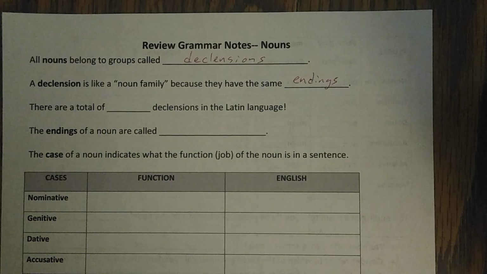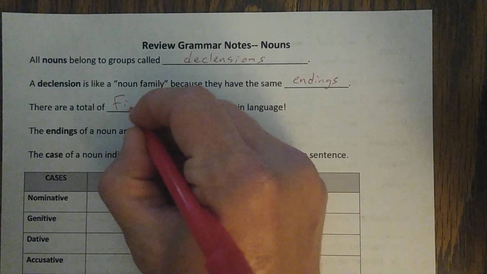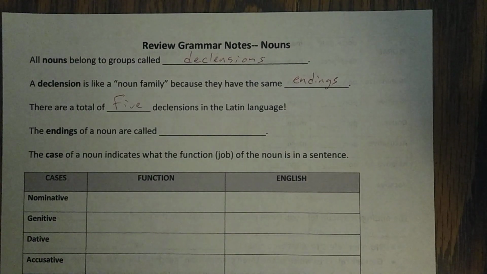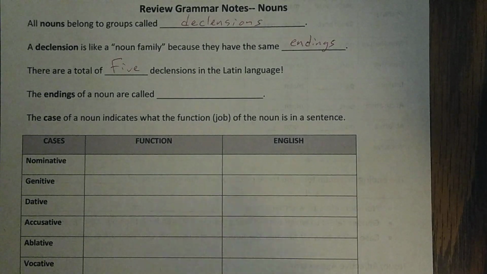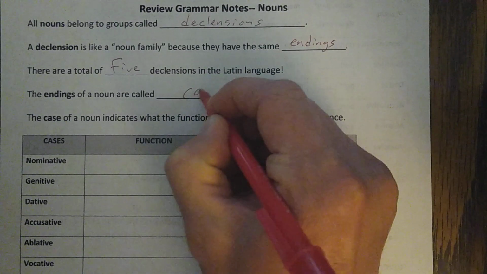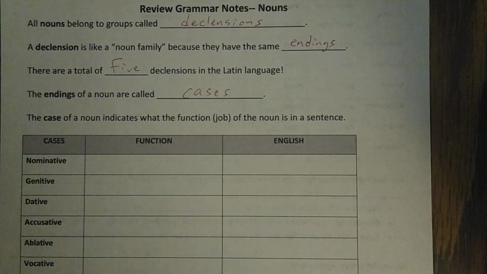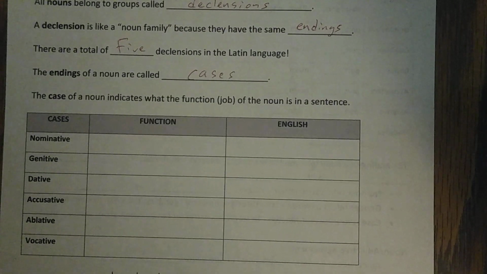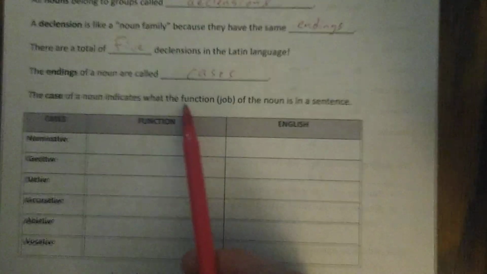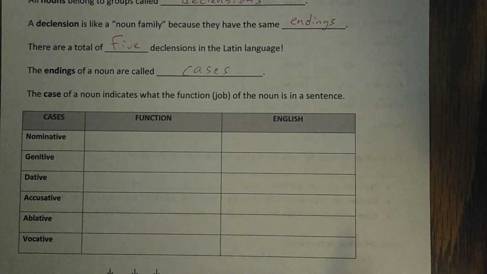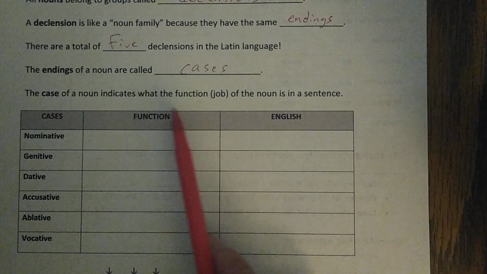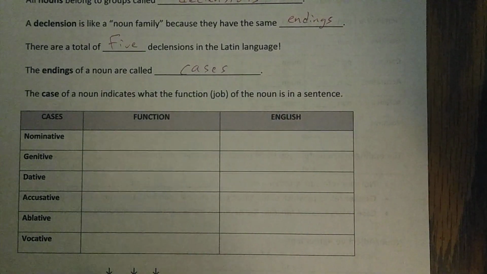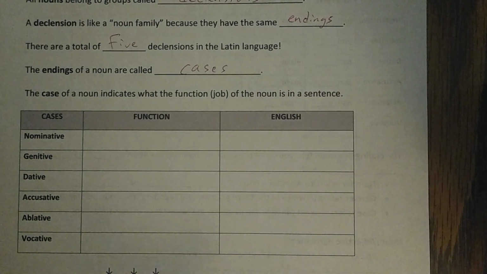Okay? Believe it or not, there are actually a total of 5 declensions in the Latin language. Okay? Now, the endings for a noun are also known as the cases. The case that a noun is. And what a case does is it actually just tells you in a really simple, quick, and easy way what that noun is doing in the sentence. What is its job?